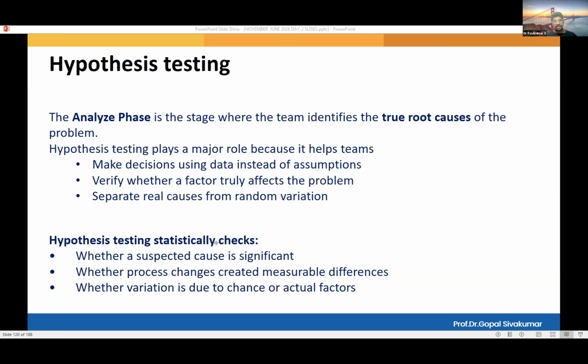Then actually the hypothesis testing checks whether the suspected cause is correct. You are suspecting this health reason is because of cancer. That is a suspected cause. Whether that cancer claim is correct, whether it is significant, whether it plays a major role in the patient's health issue, we are going to check that using hypothesis testing.